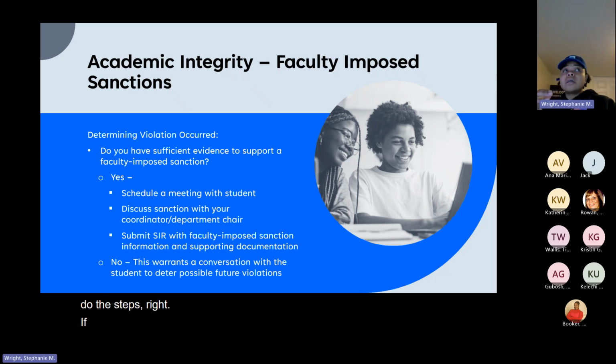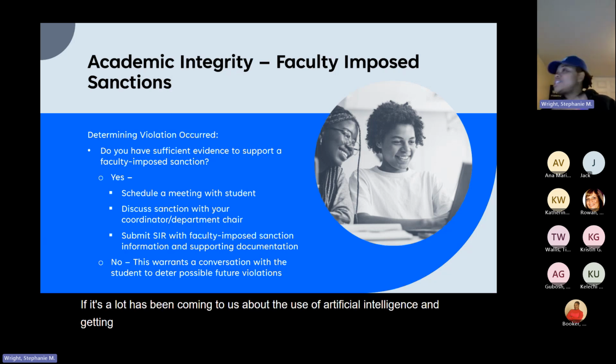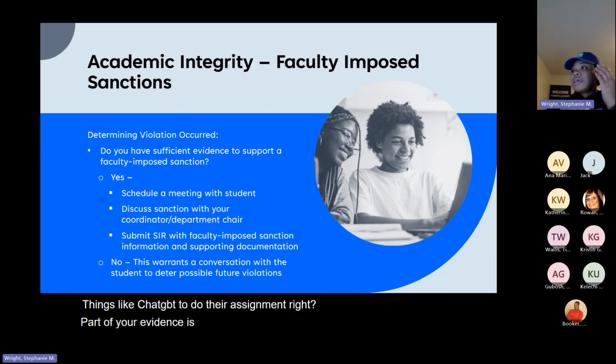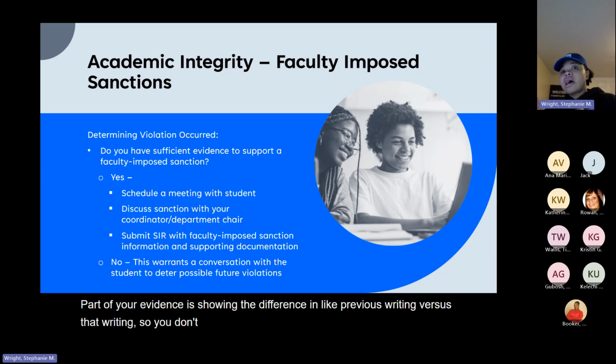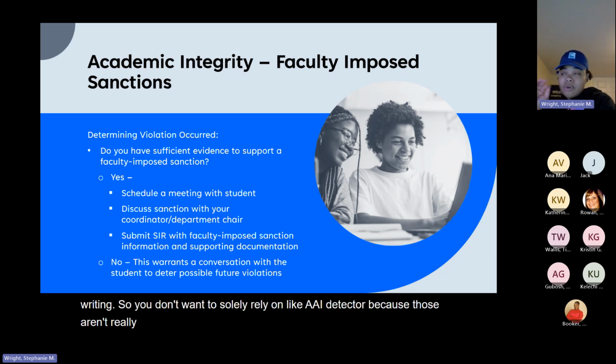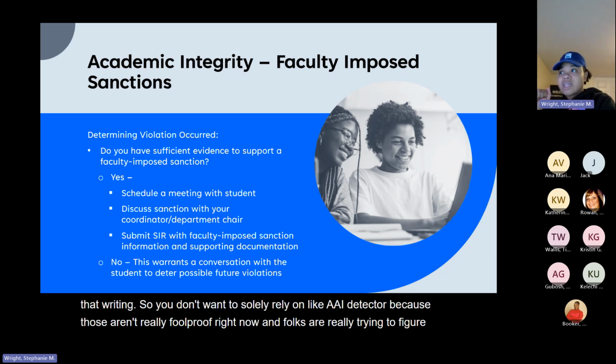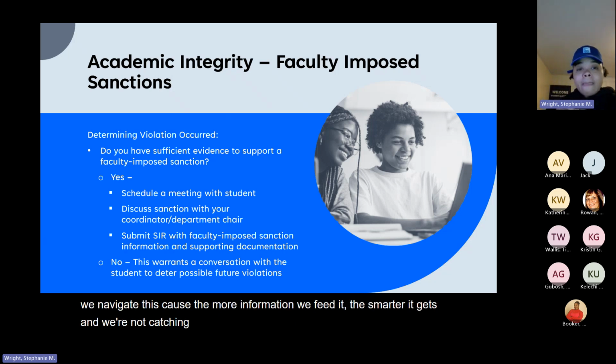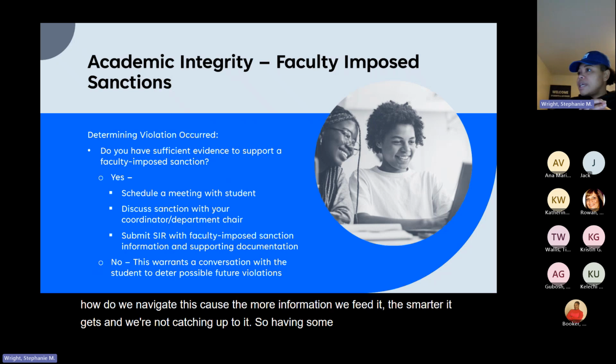A lot has been coming to us about the use of artificial intelligence and folks getting things like ChatGPT to do their assignment. Part of your evidence is showing the difference in previous writing versus that writing. So you don't want to solely rely on an AI detector, because those aren't really foolproof right now, and folks are really trying to figure out how we navigate this, because the more information we feed it, the smarter it gets, and we're not catching up to it. So having some additional support there.